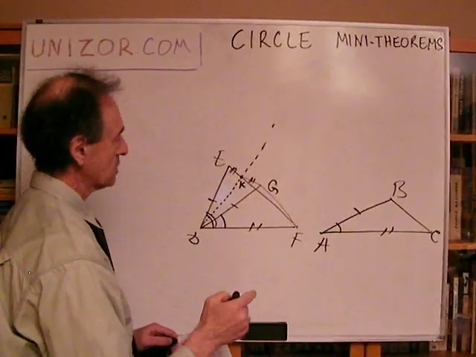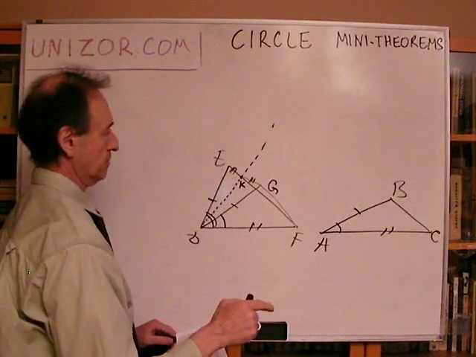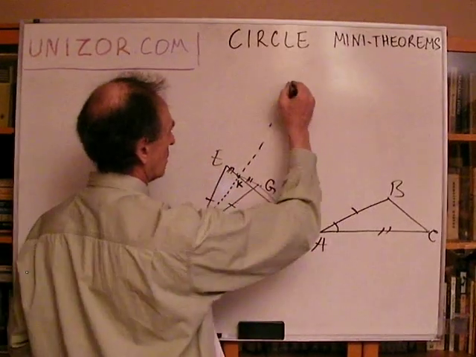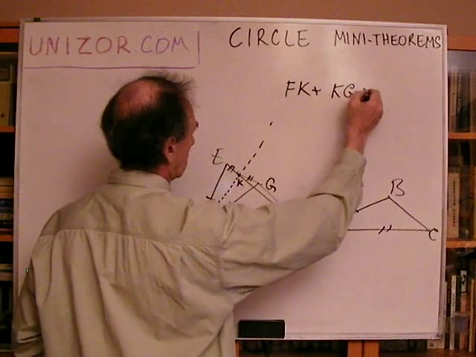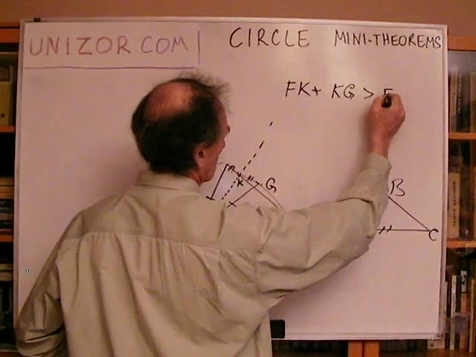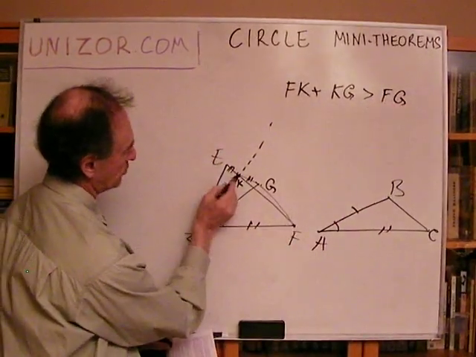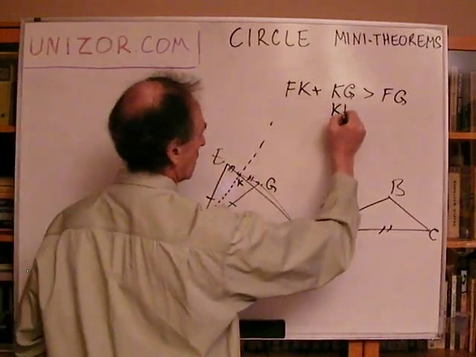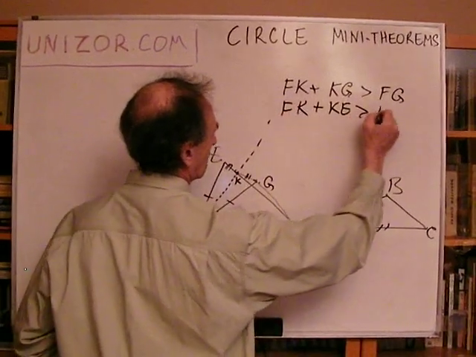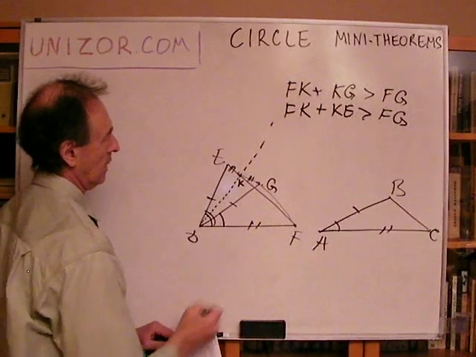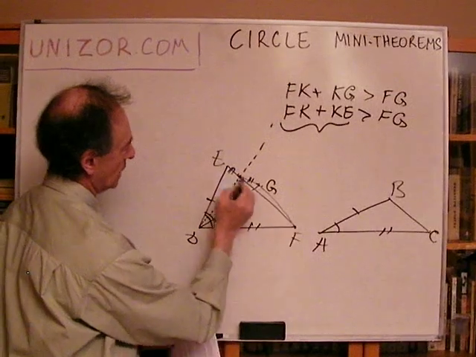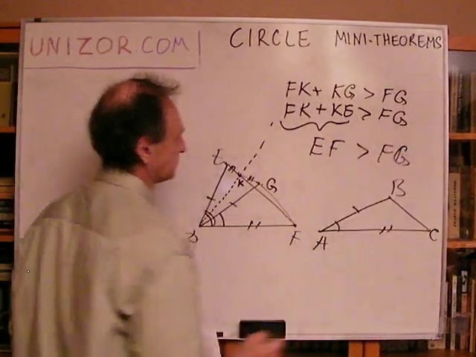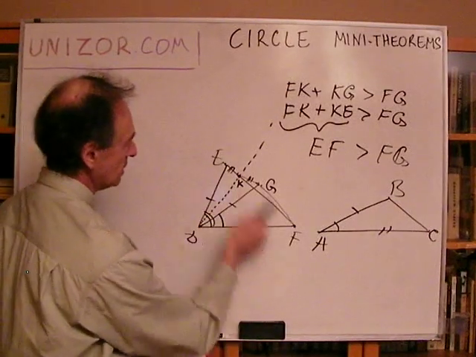Now we will use the triangle inequality in triangle FKG. FK plus KG is greater than FG. Correct? Triangle inequality. But since KG and KE are the same, what is FK plus KE? FK plus KE, that's EF. So that's our side. And this is exactly what needs to be proven, that EF is longer than GF.